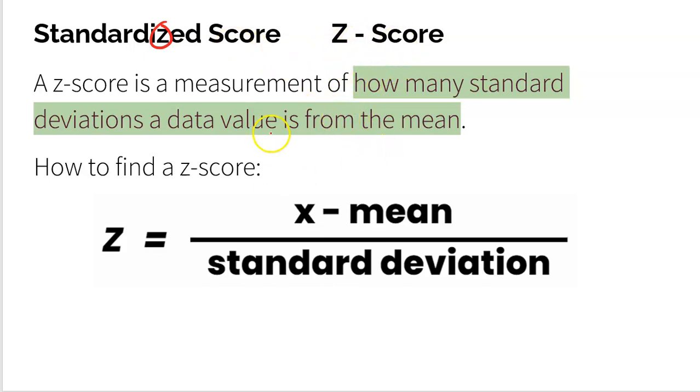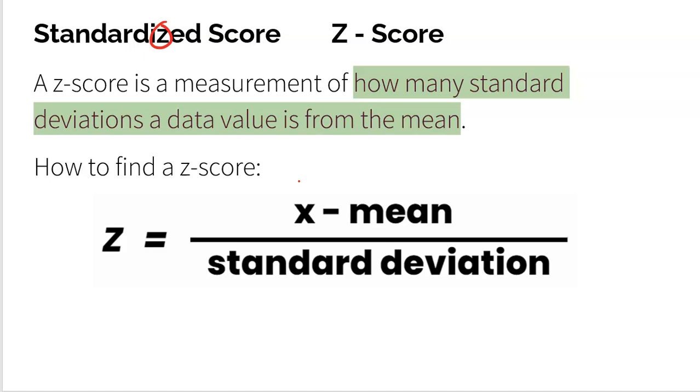So a z-score is a measurement of how many standard deviations a data value is from the mean. Repeat that 20 times to yourself right now. What is a z-score? It's a measurement of how many standard deviations a value is from the mean. You could be above the mean, you could be below the mean. A z-score is simply measuring how many standard deviations you are from the mean.